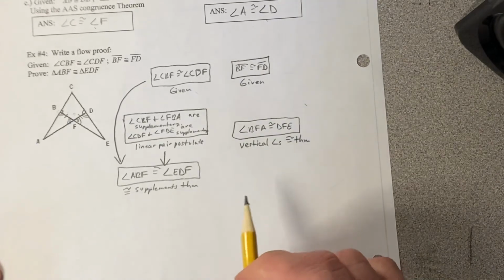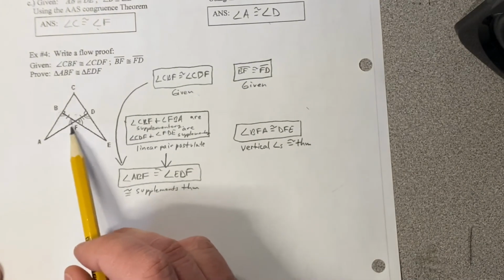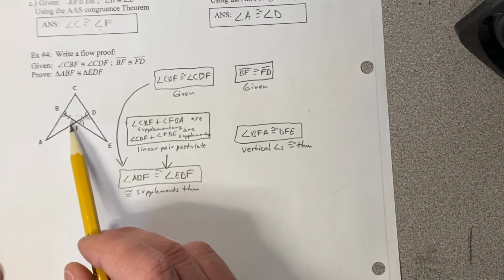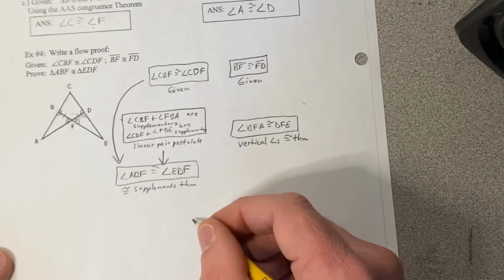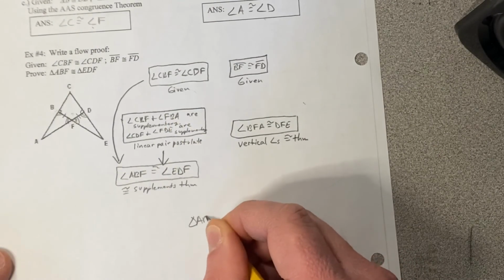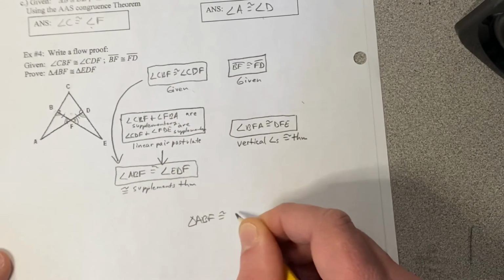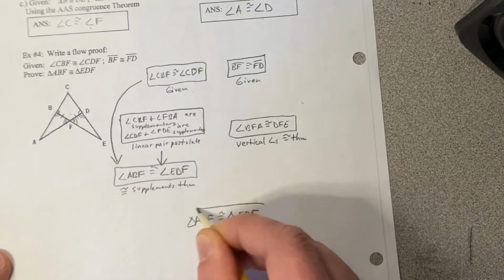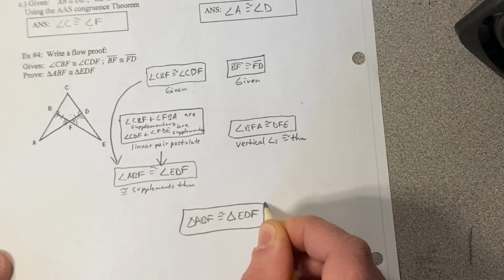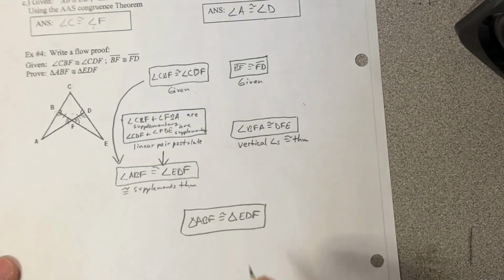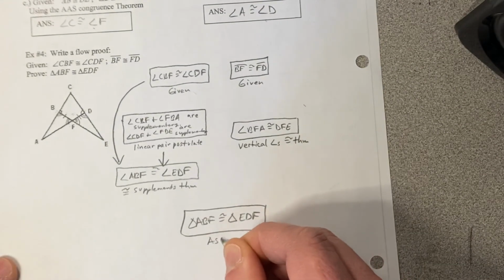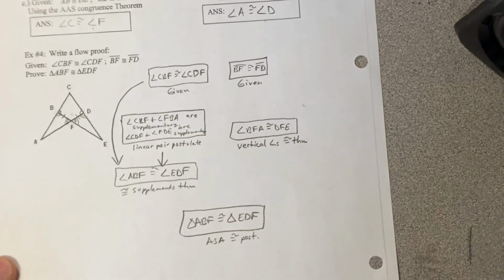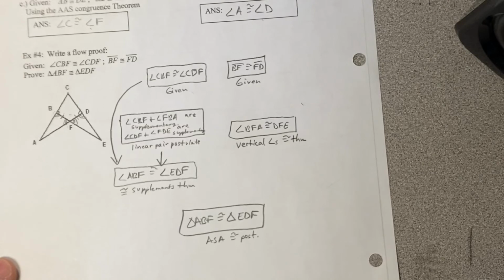So now if you notice from our diagram, since we've marked everything, I can say these triangles are congruent by ASA. So I'm going to go ahead and finish this up. Triangle ABF is congruent to triangle EDF. And my justification is the angle side angle congruence postulate. Or you can just say angle side angle. I'm totally cool with that.